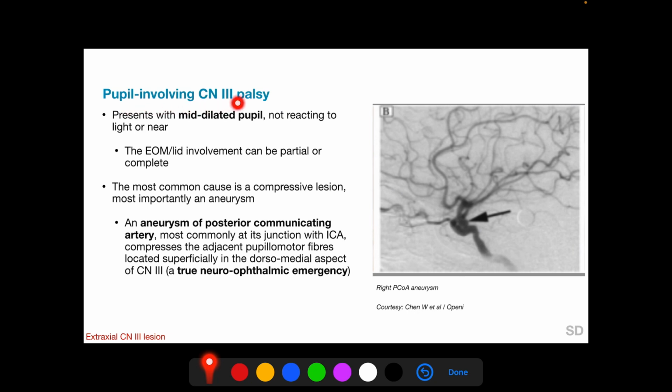And in a pupil-involving CN3 palsy, we find a mid-dilated pupil which is not reacting to either light or near, and the associated extraocular muscle or lid involvement can be either partial or complete. The most common cause is a compressive lesion, most importantly an aneurysm of the posterior communicating artery at its junction with the internal carotid artery, and this compresses the adjacent pupillomotor fibers which are located superficially in the dorsomedial aspect of the cranial nerve 3, and this is a true neuro-ophthalmic emergency.